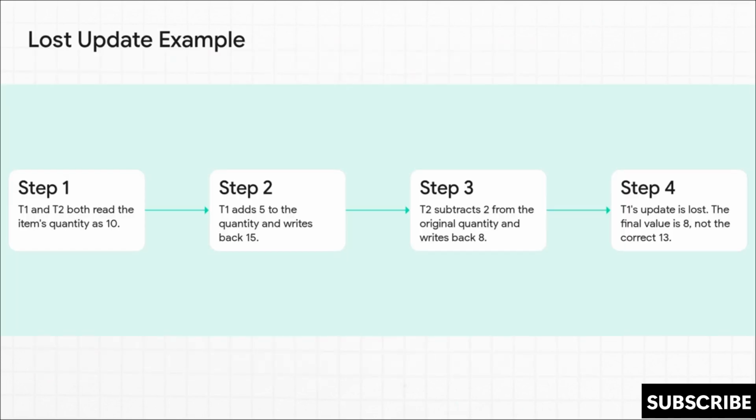Okay, let's actually watch this play out step by step. You've got two transactions, T1 and T2. Both of them start by reading the exact same value, 10. Now T1 decides, I'm going to add 5, but before it can save, T2, which is still working with that original value of 10, subtracts 2 and writes its result back. T1 finally saves its calculation, and poof, its update is totally overwritten. It's lost. The final value is wrong, and the data is corrupted.